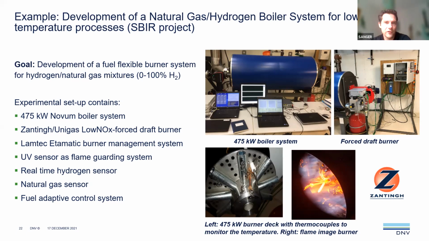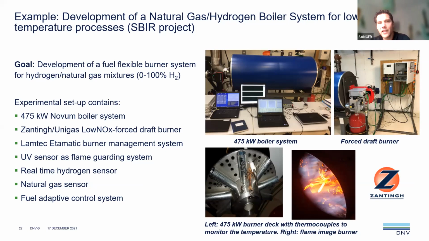What was the demand of the industry? They asked us, can you develop a burner which we can use for natural gas, mixtures of hydrogen, but also for pure hydrogen? So what we did, we changed the ionization probe, which is used as the flame detection system for this boiler. If you switch to hydrogen, then you do not produce enough ions anymore in the flame, so that system does not work.